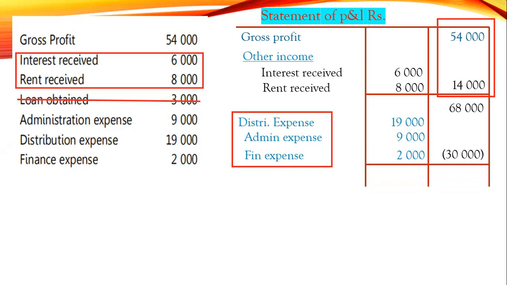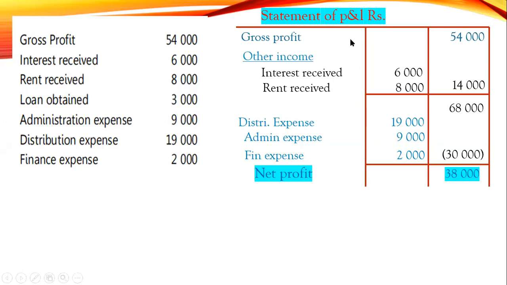68 minus 30, the profit. What do you call this? Net profit is 38,000. So this is how we calculate a statement of profit and loss. I hope you understand. Let's move to the next question.